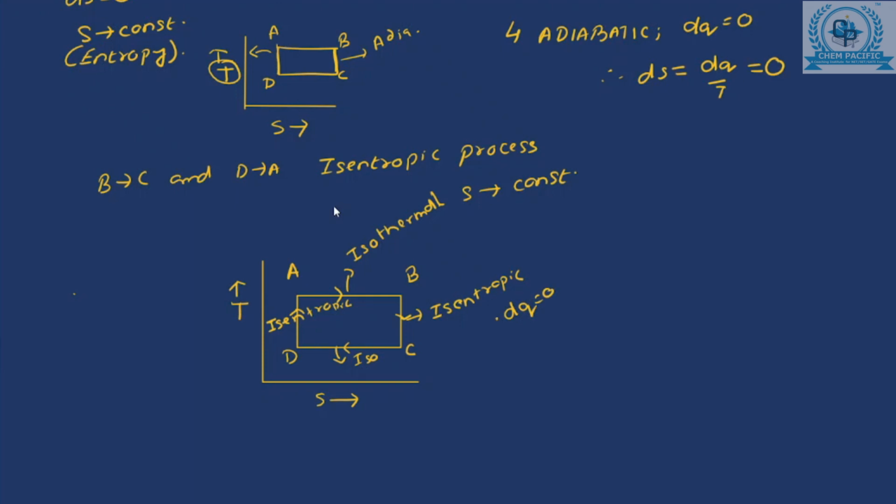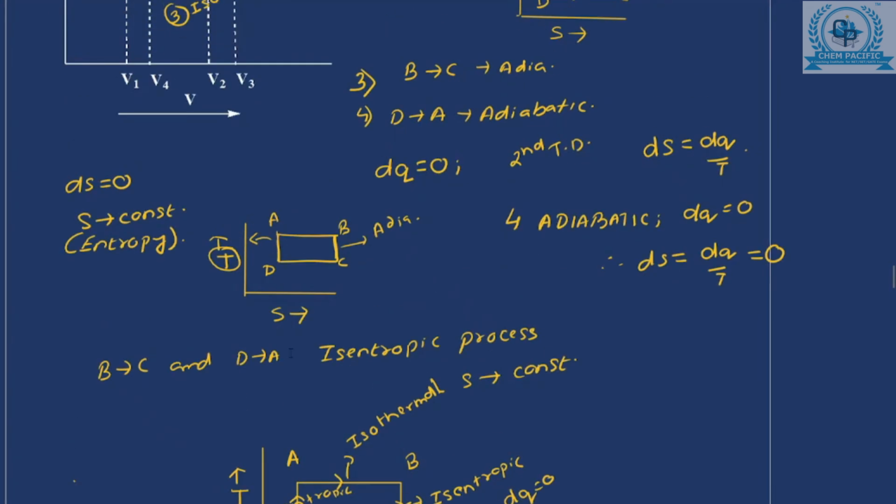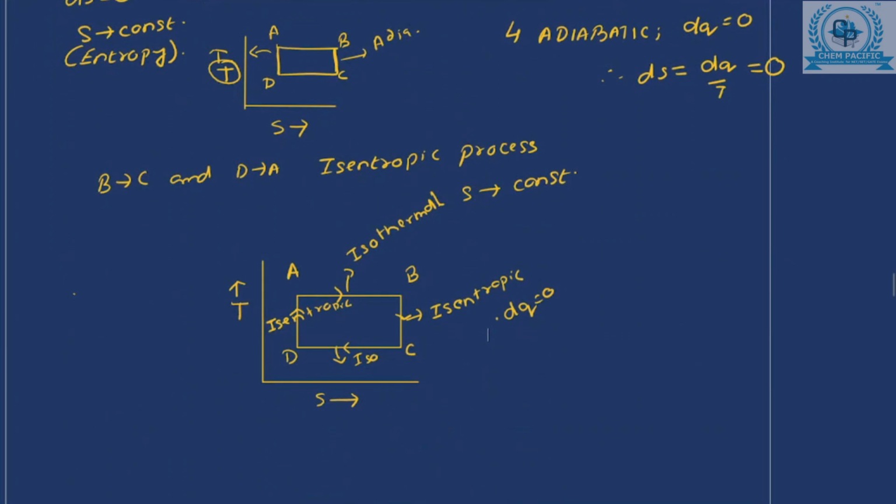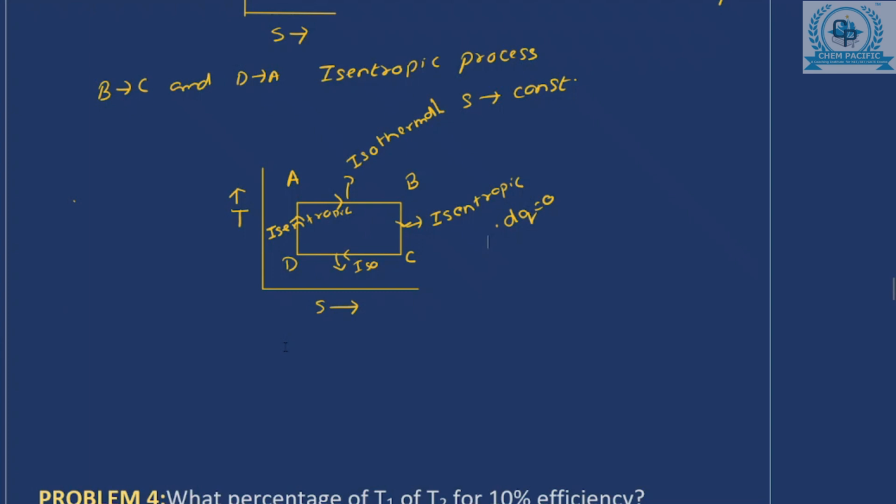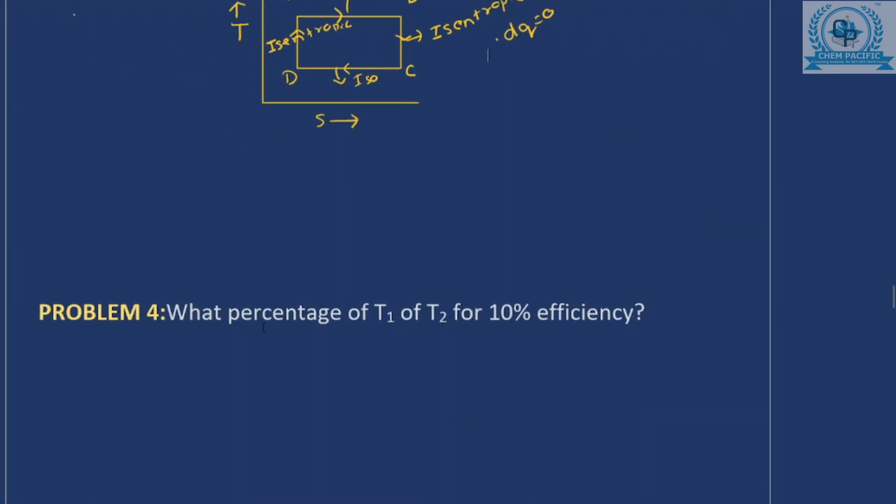So now you see this curve diagram is now a rectangular diagram, and now it is completely understandable to you, I guess. Now let us move on to the next problem.